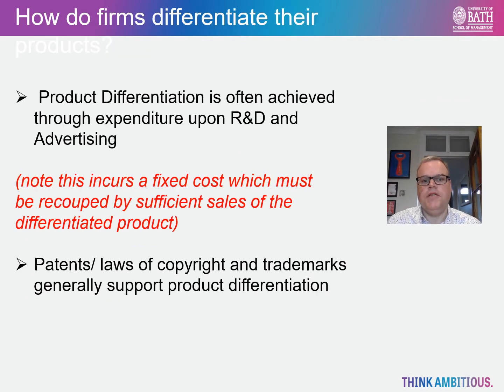How do firms differentiate their products? Well, product differentiation is largely achieved through advertising, which we covered earlier, and research and development expenditure. Both of these incur fixed costs to the firm, which must be recouped in the long run. With regard to R&D, patents and laws of copyright and recognised trademarks generally support product differentiation, since they make the product difficult for rivals to imitate.